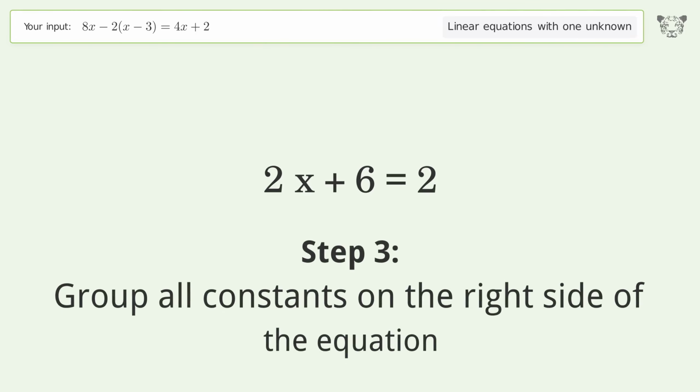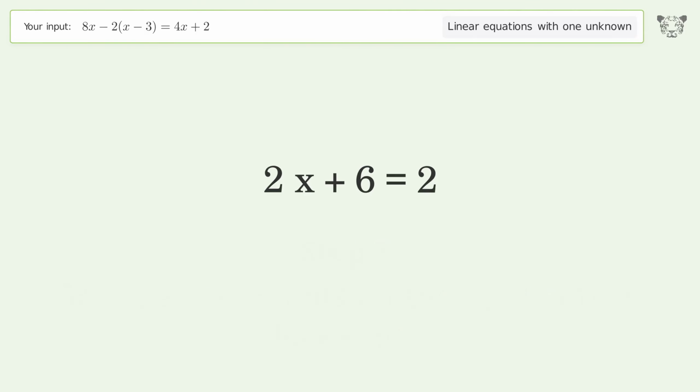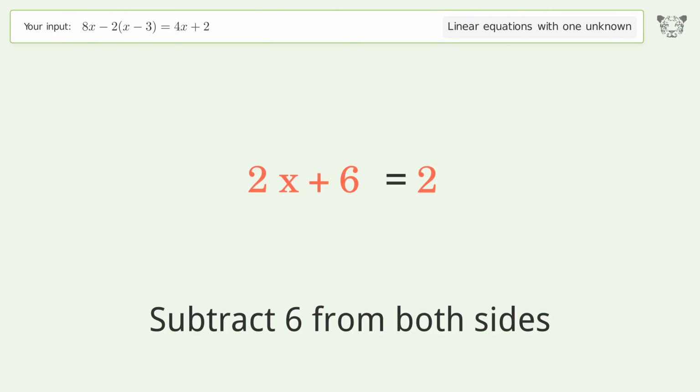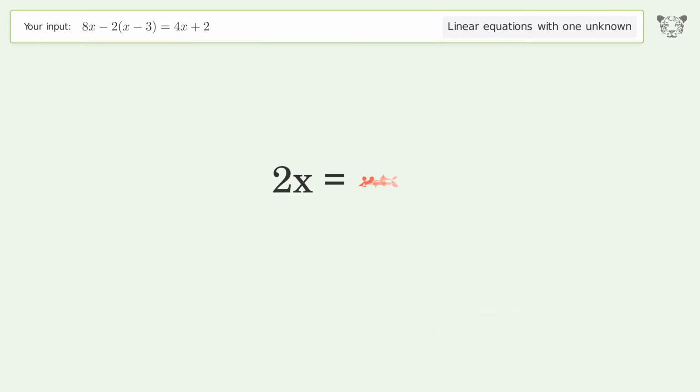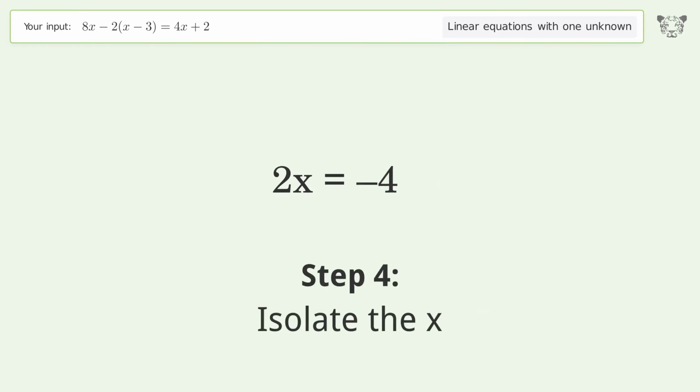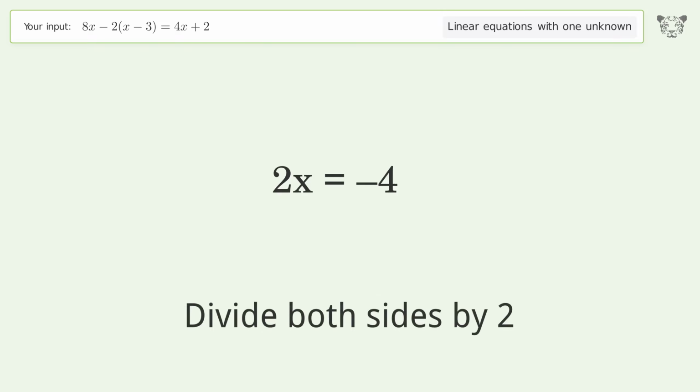Group all constants on the right side of the equation. Subtract 6 from both sides. Simplify the arithmetic. Isolate the x. Divide both sides by 2.